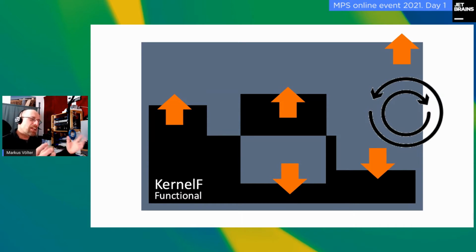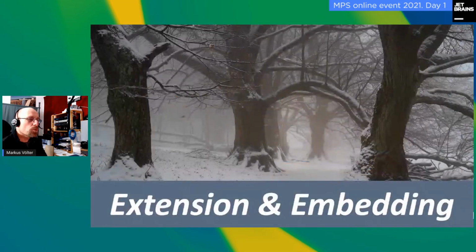We start with KernelF, build specific stuff around it, and then we cut down KernelF to what we need. All right, so I'll give you a few pointers of where and how you do the extension, and then I'll give you a concrete code example of how to do it.